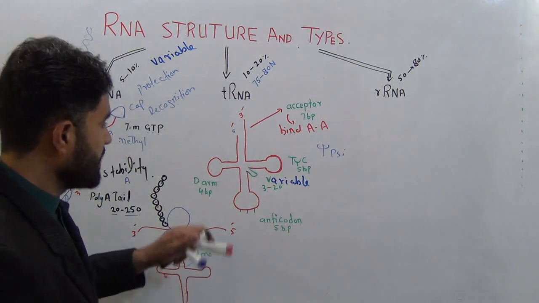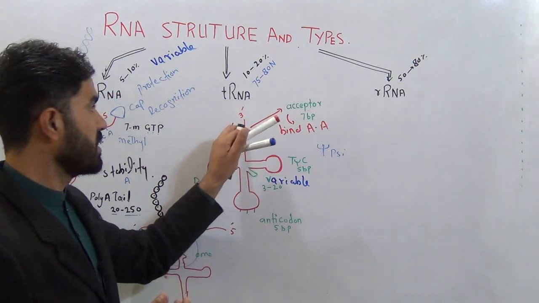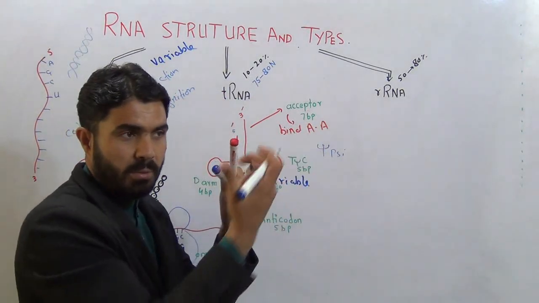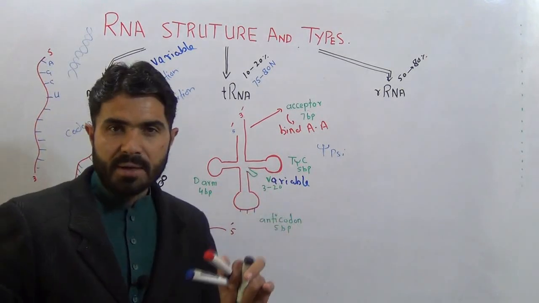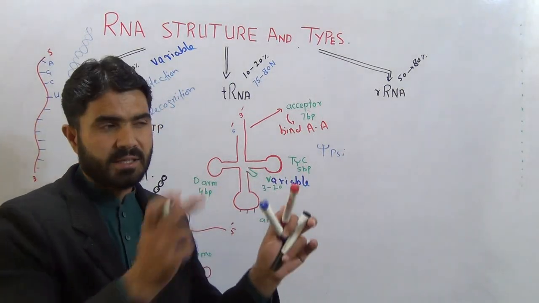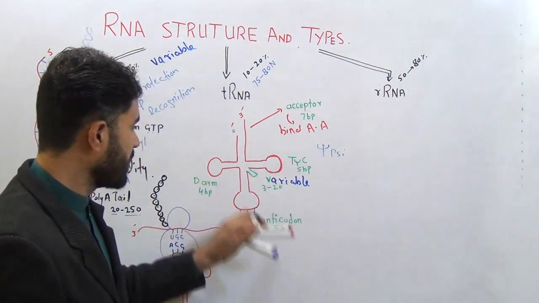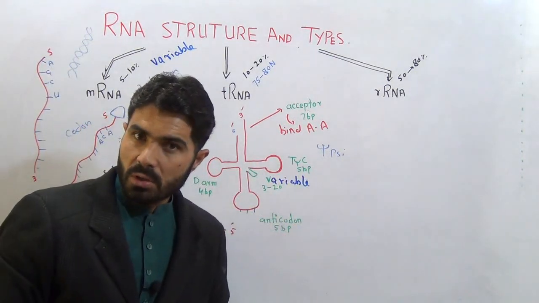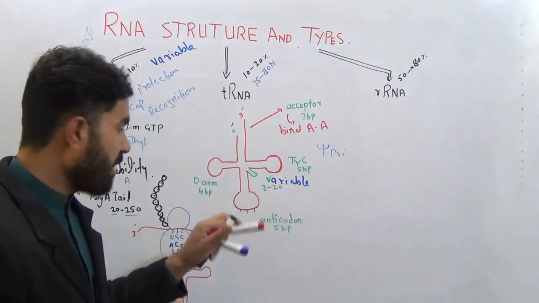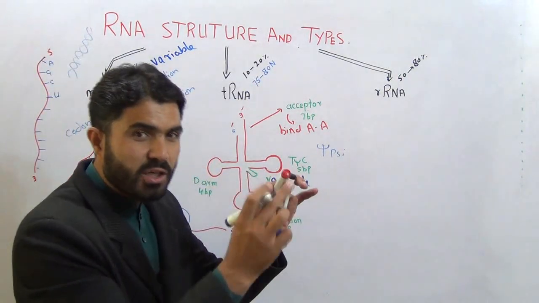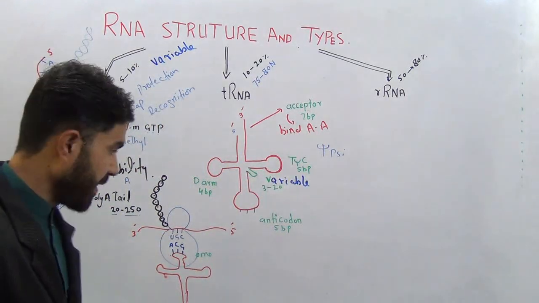Okay, so once again, there are 5 arms. 3 are most important. The first one is the acceptor arm, because it will bind the specific amino acid. The second one is the variable arm, which differentiates one transfer RNA from another, and the third one is the anticodon arm. This arm has the nucleotide sequence that will be complementary to the sequence of the messenger RNA.